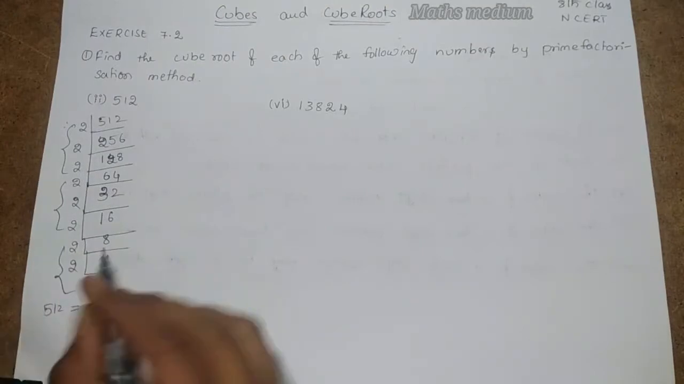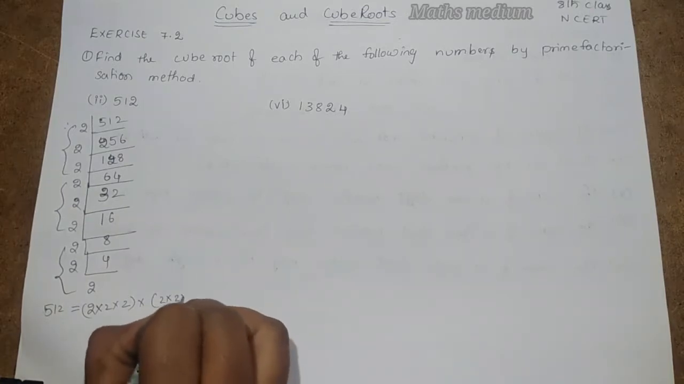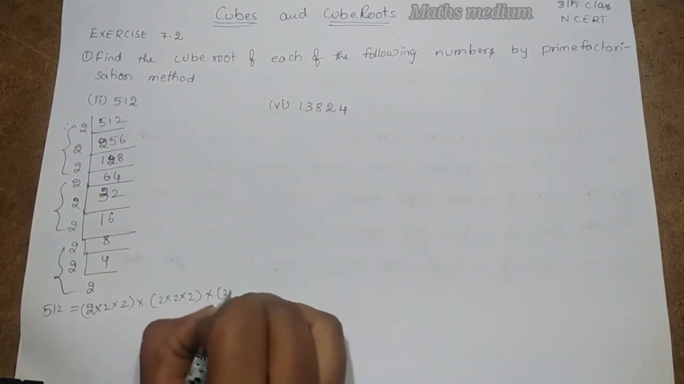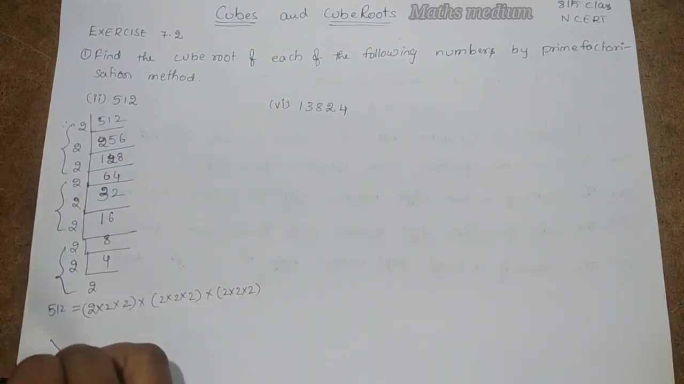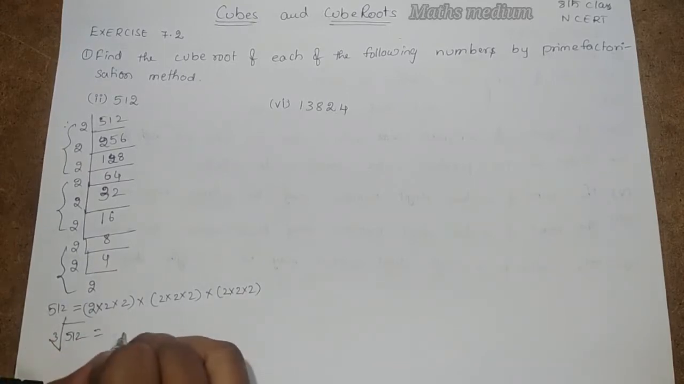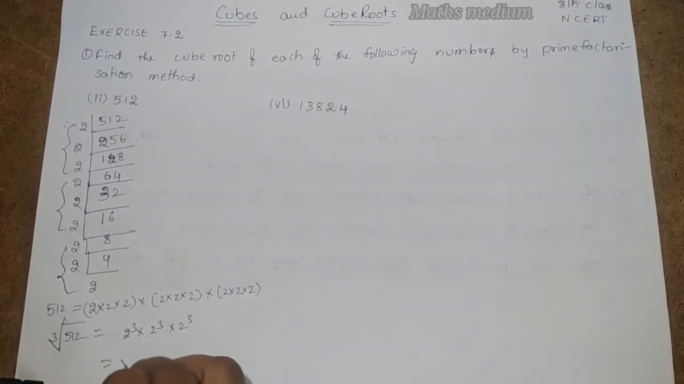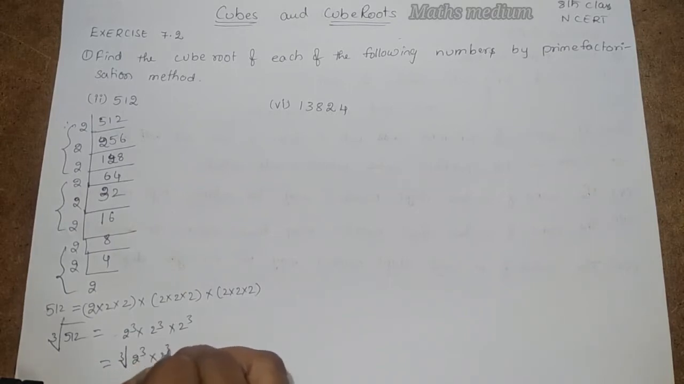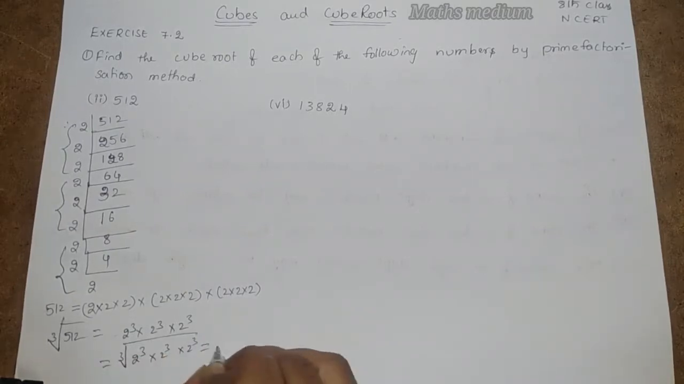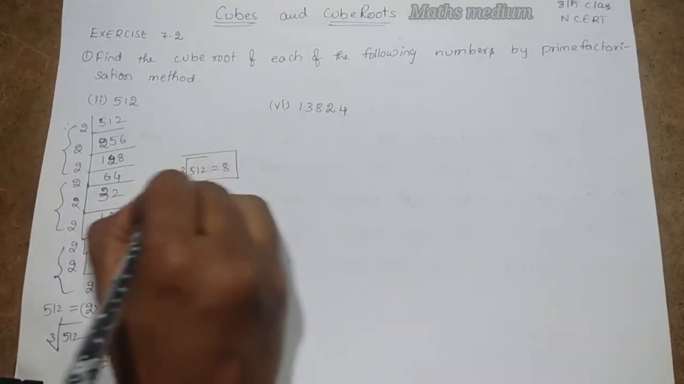It means it is a cube prime factorization. So 512 is 2 into 2 into 2 into 2 into 2 into 2 into 2 into 2 into 2. How we are going to represent it: the cube root of 512 is equal to the cube root of 2 cube into 2 cube into 2 cube. So the cube root of 2 power 3 into 2 power 3 into 2 power 3, we get 2 into 2 into 2. It means 2 2s are 4, 4 2s are 8. Therefore, the cube root of 512 is equal to 8. This is the answer for this question.